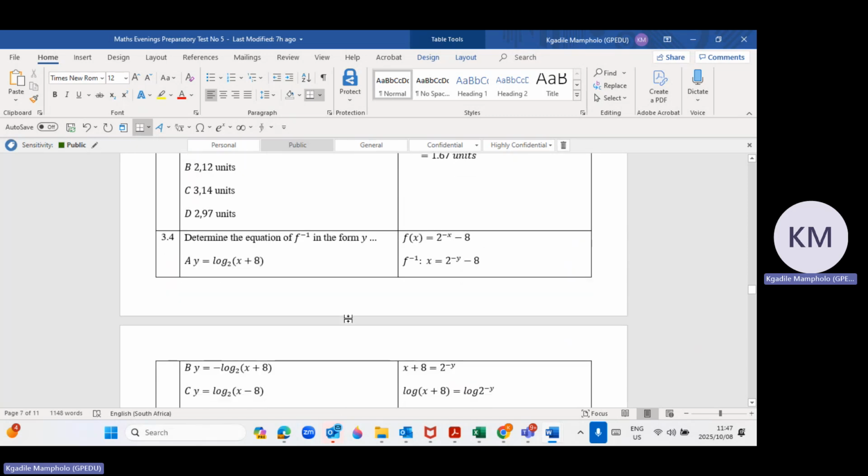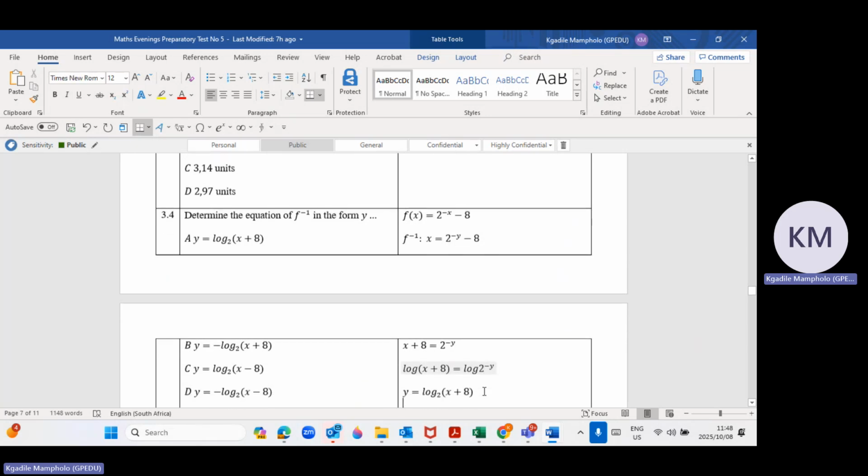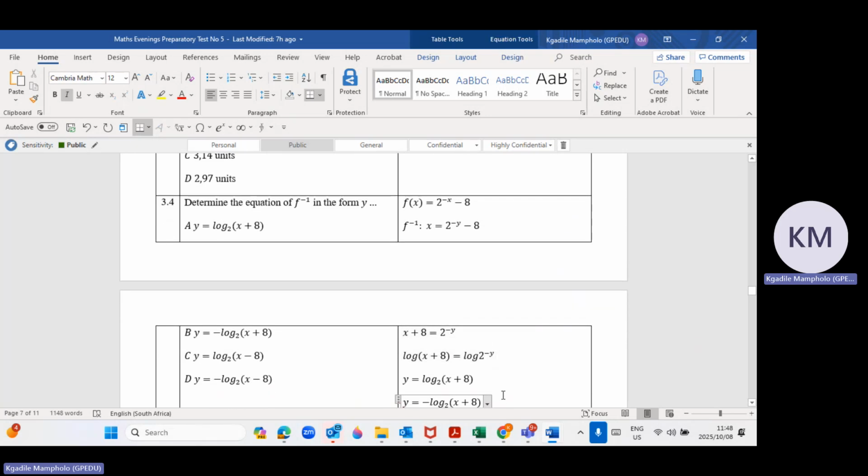Now 3.4, determine the equation of f to the power minus 1 in the form of y equals. As we did, we know that here we're referring to the inverse. The inverse of a logarithm is the exponential, and of an exponential is the log. So first, as we did with the log, you interchange x and y. From there, you make y the subject. 1 mark will be for interchanging, 1 mark will be for the answer.